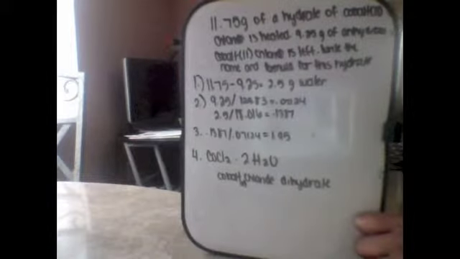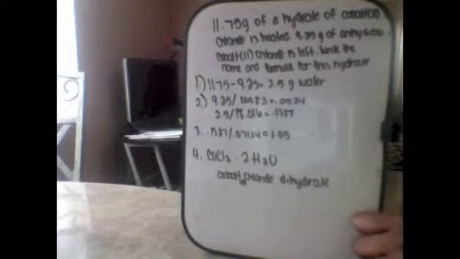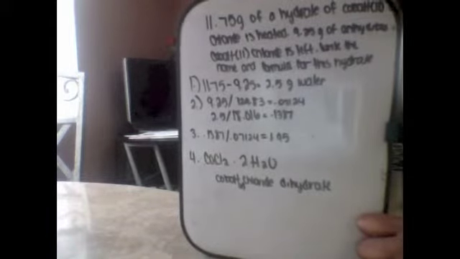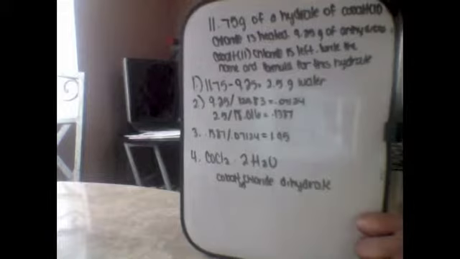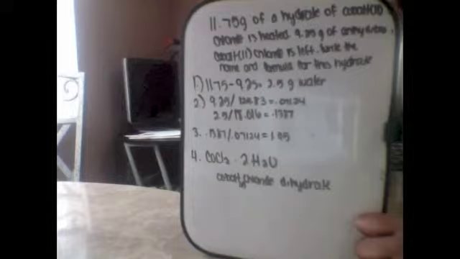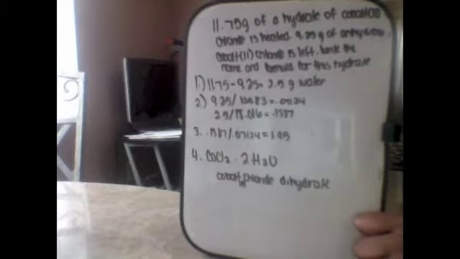For our second example, I just went ahead and wrote everything out. It says 11.75 grams of a hydrate of cobalt 2 chloride is heated. 9.25 grams of anhydrous cobalt 2 chloride is left. Write the name and formula for this hydrate. So again, for step 1, you just subtract the anhydrous from the hydrate, and then you change it to moles, and you divide the bottom number by the top number, and you get 1.95. So for step 4, you got CoCl2 times 2H2O, and the name for that is cobalt 2 chloride dihydrate.